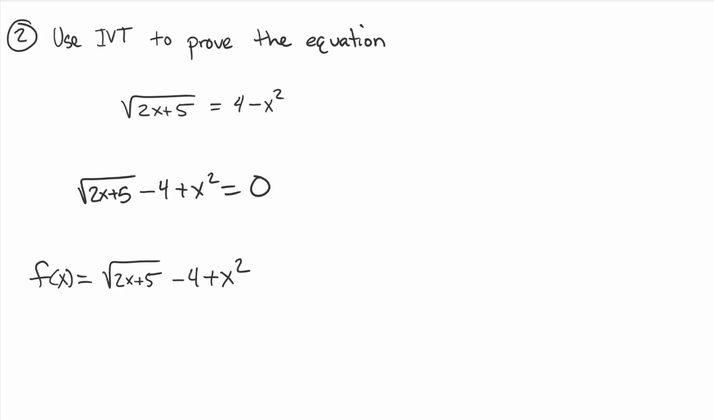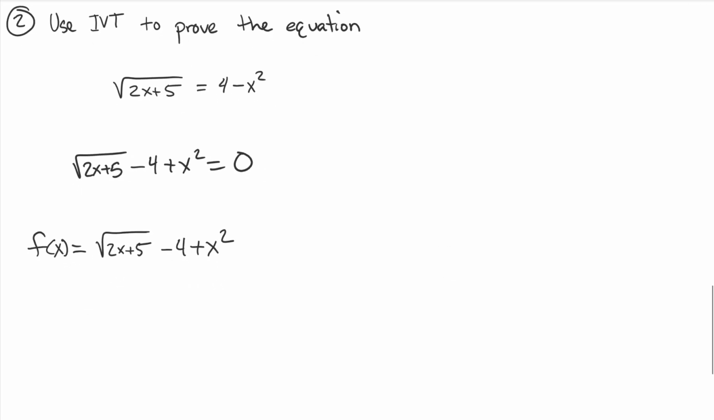We're okay. Now, we have to kind of come up with some values. So a little bit of guess and check. But first off, we got to think about this. It has to be continuous on the numbers we choose. -4 is continuous everywhere. X squared is continuous everywhere. But this, the square root of 2x plus 5, that is not continuous everywhere.